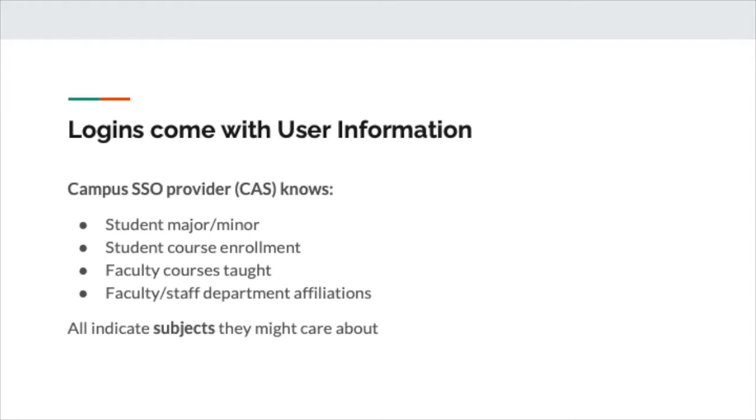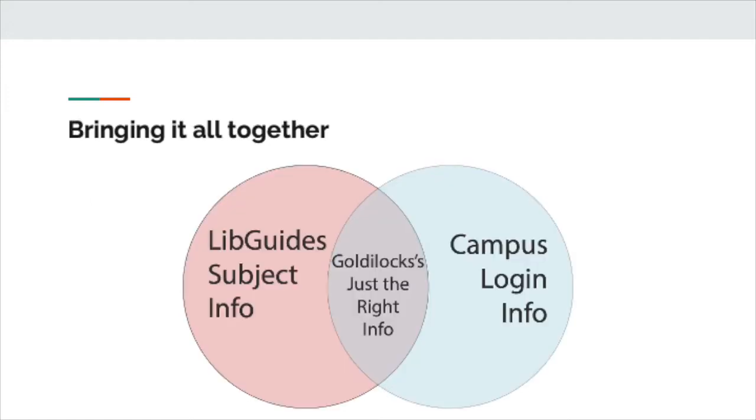To do that, we're able to get subject-oriented, user-specific information from our campus single sign-on provider, CAS. It provides a whole raft of information like name and username, as well as their course enrollments and major and minor declarations for students. For faculty and staff, it includes departmental affiliations and the courses they teach. All of that can build a profile of subjects that might be of interest to them right now. So we look up their subject affiliations and present a condensed set of LibGuides information pertaining to each of those subjects, hopefully offering just the right amount of relevant information for their needs.